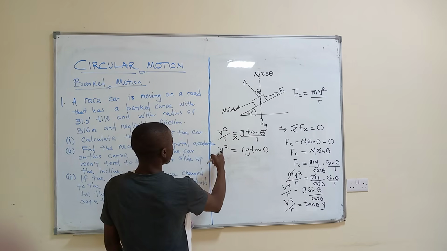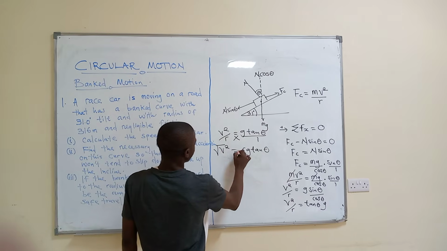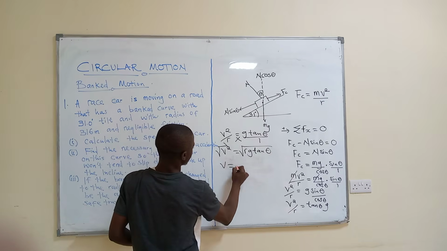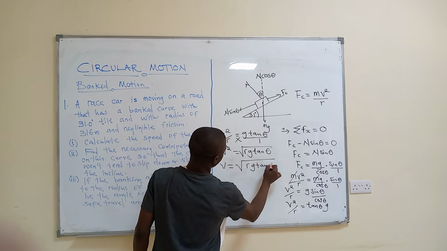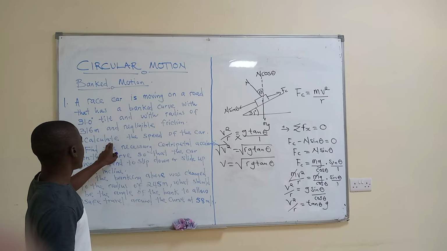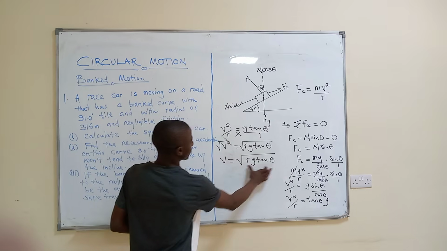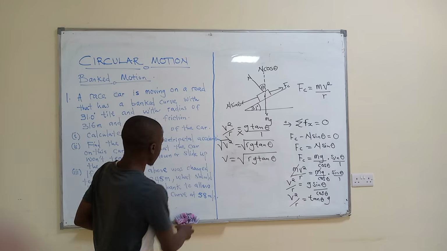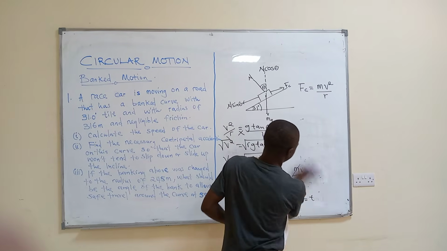So making v, or the formula for velocity, I'm going to square root both sides to kill this square. So velocity is equal to the square root of r g tan theta. Now, the first question is saying we calculate the speed of the car. So this is the formula that I'm going to use to calculate the speed of this race car. So I can now start answering.